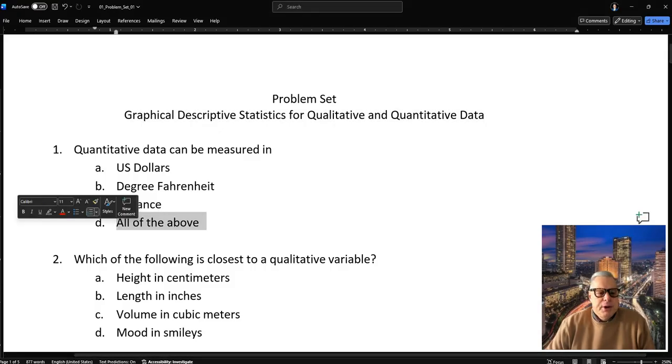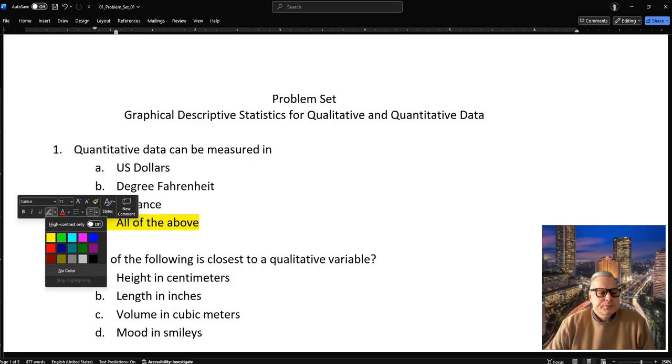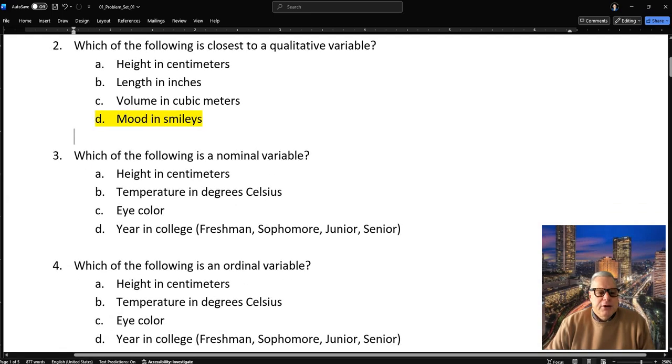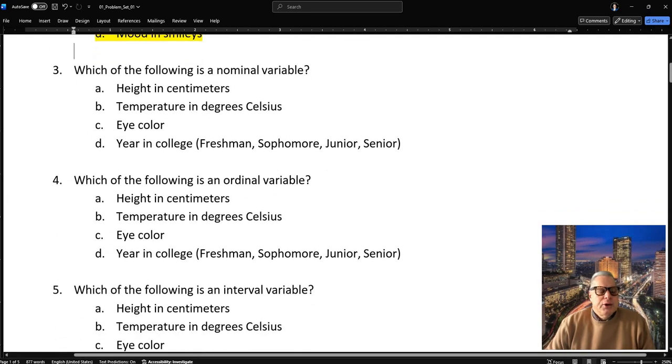is all of the above. Which of the following is closest to a qualitative variable? Height in centimeters? No. Length in inches? No. Volume in cubic meters? No. But mood in smileys, yeah, that would be a qualitative. That's a category. Which of the following is a nominal variable?